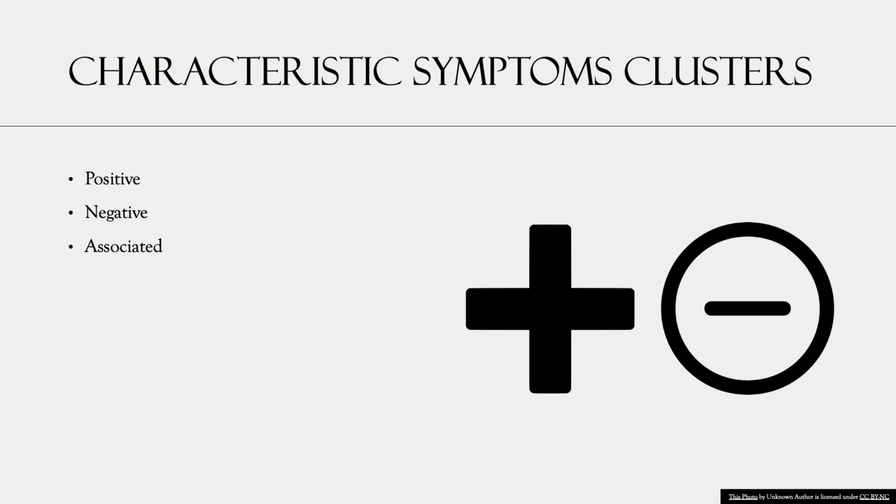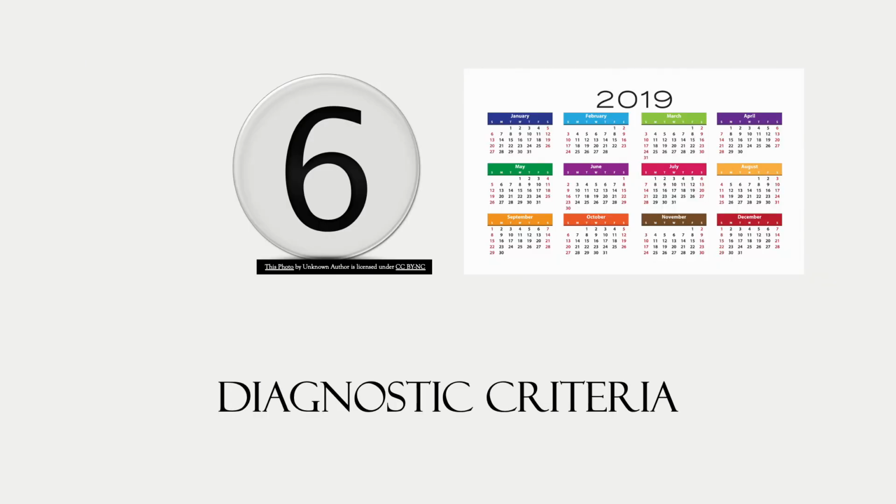Characteristic symptom clusters for this illness are positive symptoms, negative symptoms, and associated symptoms. The DSM-5 diagnostic criteria for schizophrenia talks about having hallucinations, delusions, and disorganized speech for a 1 month period, but that's a bit confusing because the duration of the symptoms do have to last for 6 months for the person to be able to have that diagnosis of schizophrenia. I know it is part of the diagnostic criteria, but I'm just going to omit it from my memory so I can remember that 6 months is the symptom duration for diagnosis.